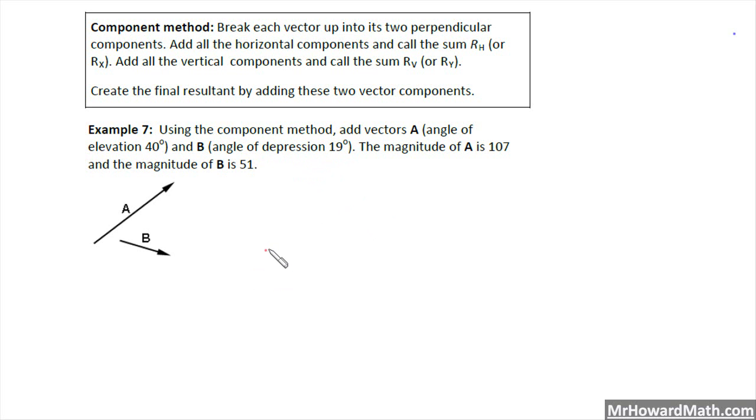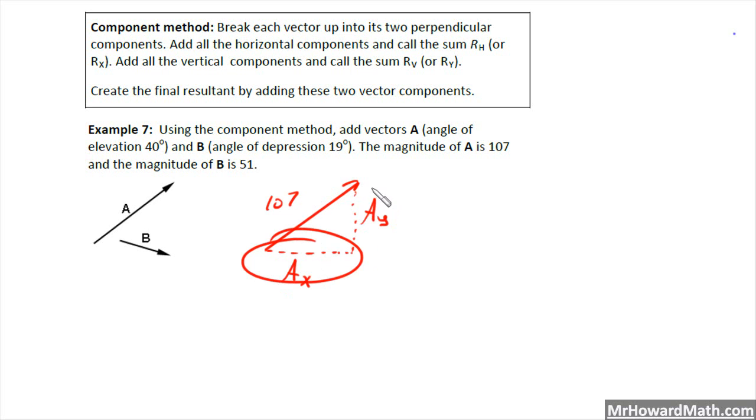So they tell us that it has a magnitude of 107, so 107 here, and make a triangle out of it. So this would be our A sub Y, this is our A sub X, so our horizontal component here of that vector A, vertical component here, and it has an angle of elevation, so this angle right here would be 40 degrees. All right, so from there we can find each of those.